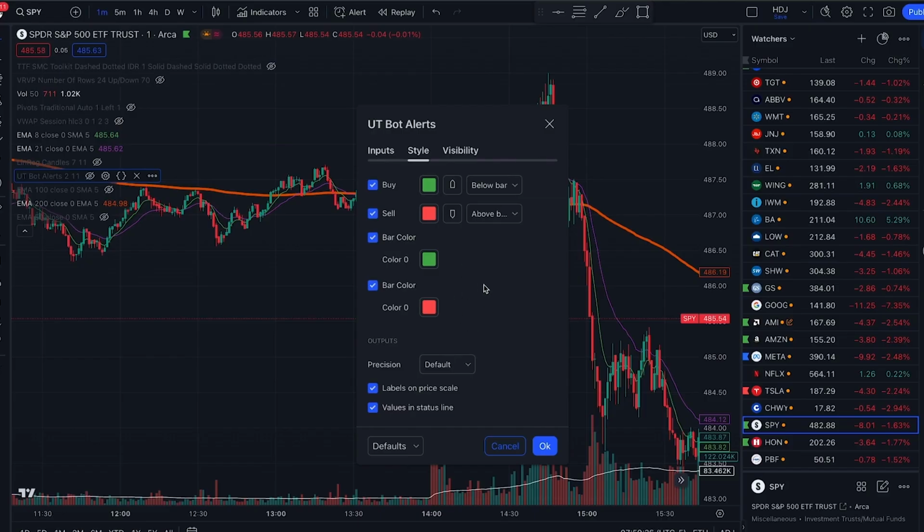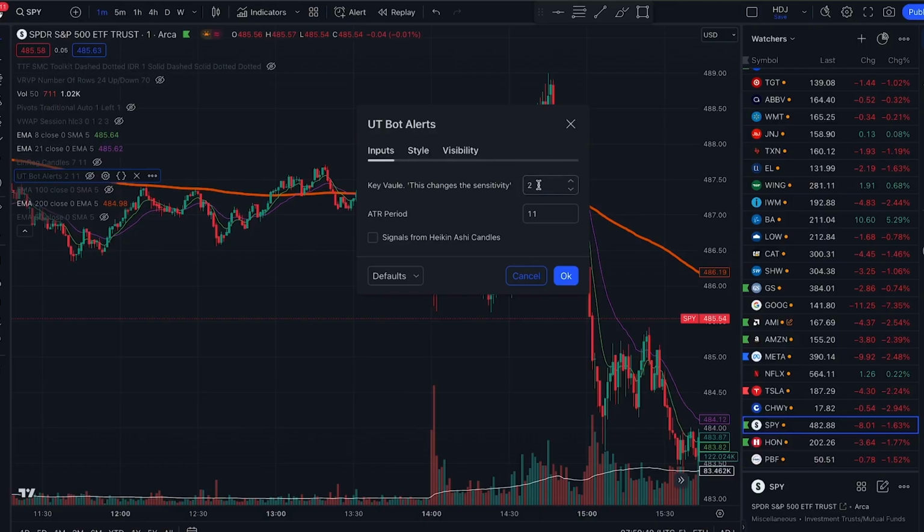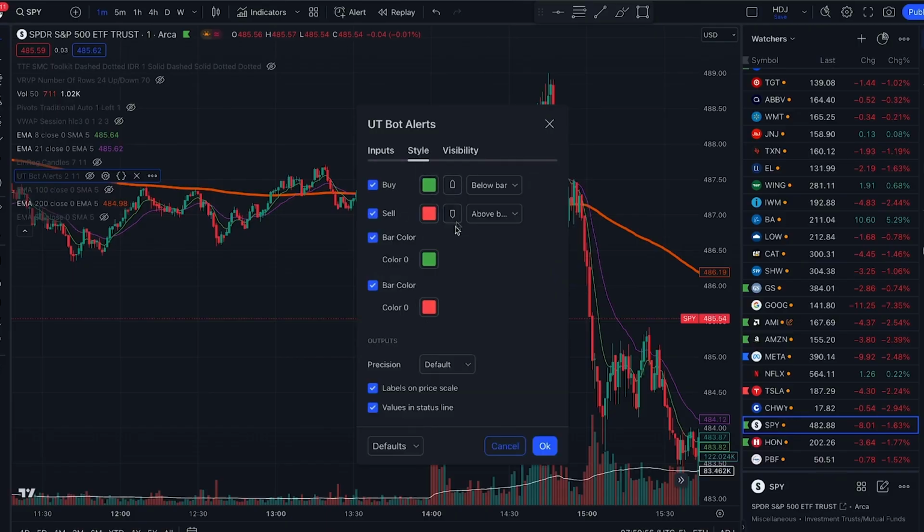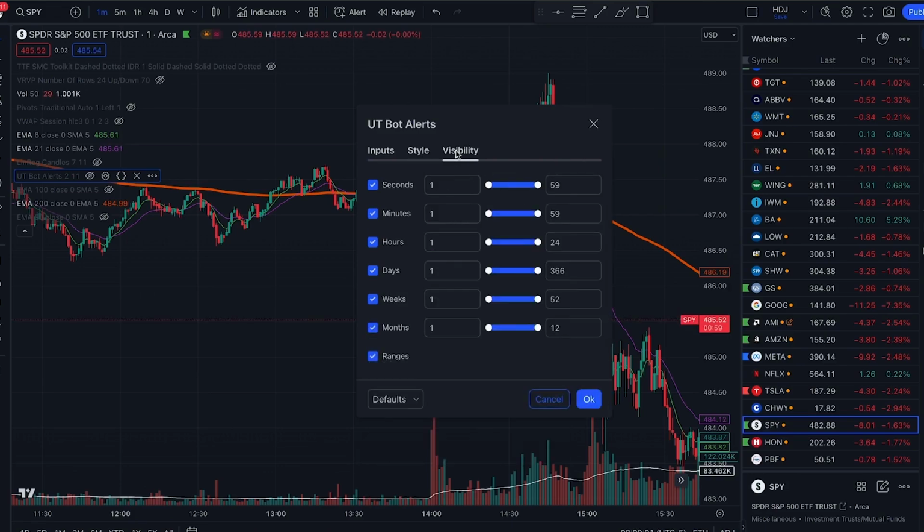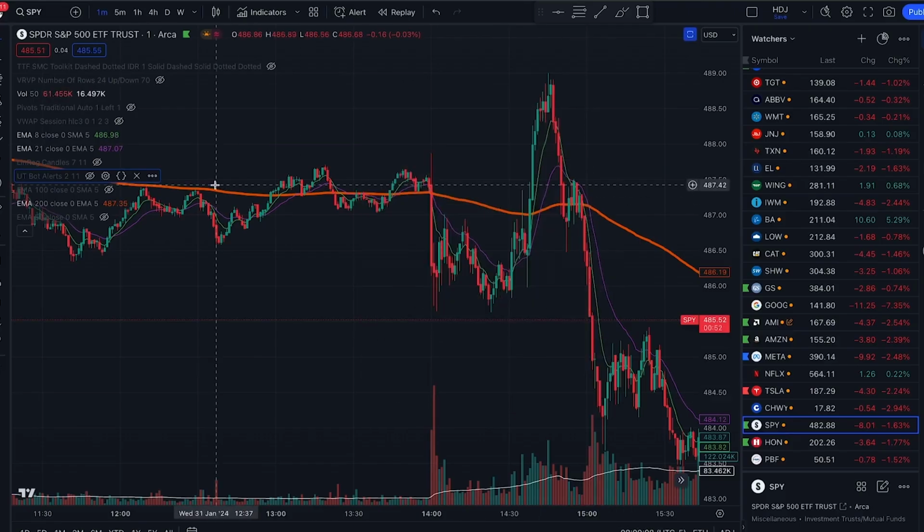Inputs. Make sure this is 2. Make sure this is 11. Okay. So this is what you need to have under inputs, 2 and 11. And for style, just make sure it looks just like this. For UT bot alerts. Visibility, don't worry about that. It's gonna look like this. Keep it the same.